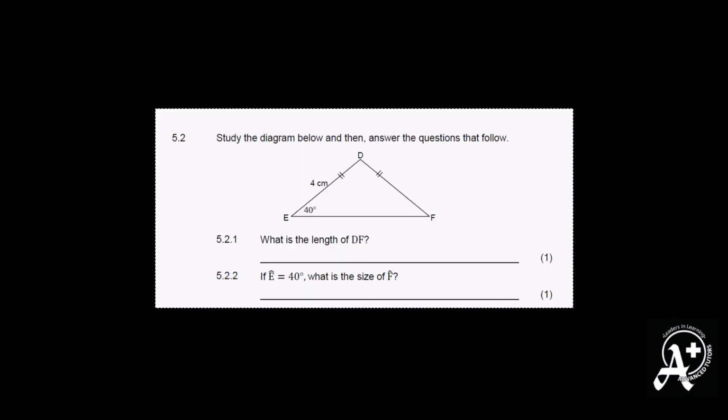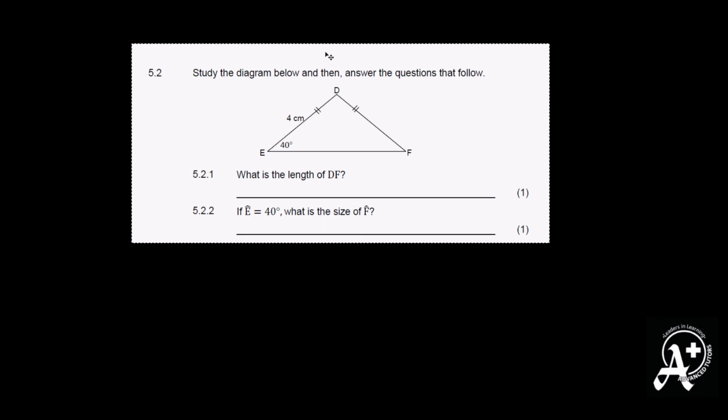In 5.2, they ask us to study the diagram below and then answer the questions that follow. In 5.2.1, they ask us, what is the length of DF? So that side there. And we can see by these little two lines here and those two there that the length of ED is equal to DF, meaning that DF would simply be 4 centimeters.